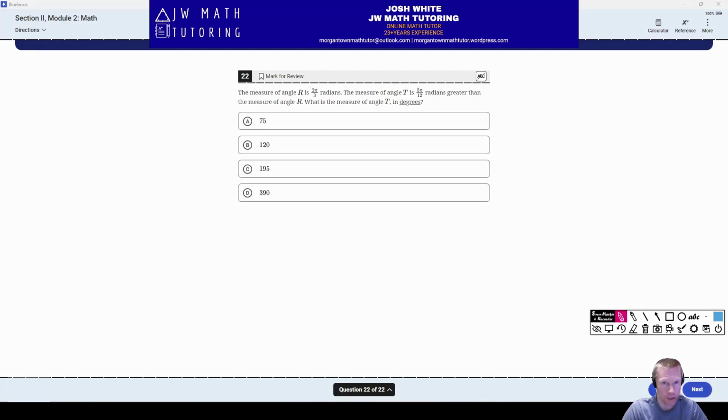Next up, we have question number 22, the last one on this Module 2A from Practice Test 9. You're given one angle in radians, and you're given a difference between the given angle and another angle, and you want to find the measure of the other angle. So, in other words, we have 2 pi over 3 radians. This angle t is 5 pi over 12 greater than it. So we want to take that and increase it by 5 pi over 12.